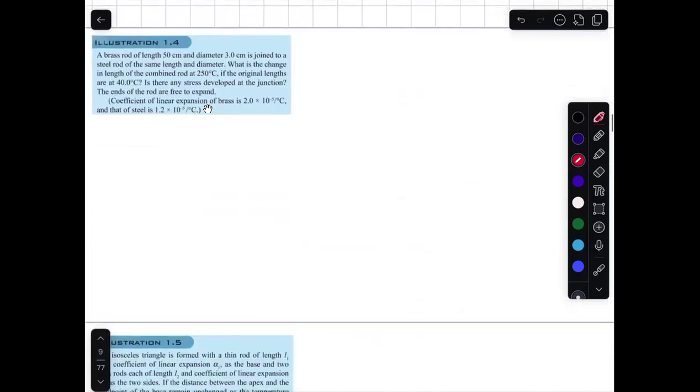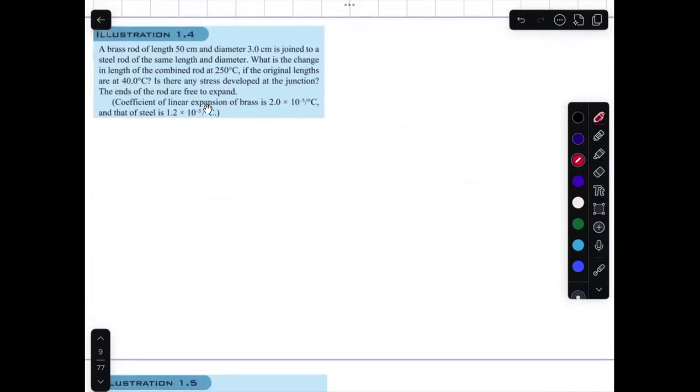Now let us start doing numericals one after the other. I start with this 1.4. See, he is madly running at time. Right. A brass rod of length 50 centimeters, diameter 3 centimeters is joined to a steel rod of same length and diameter. What is the change in the length of the combined rod at 250 degrees centigrade?